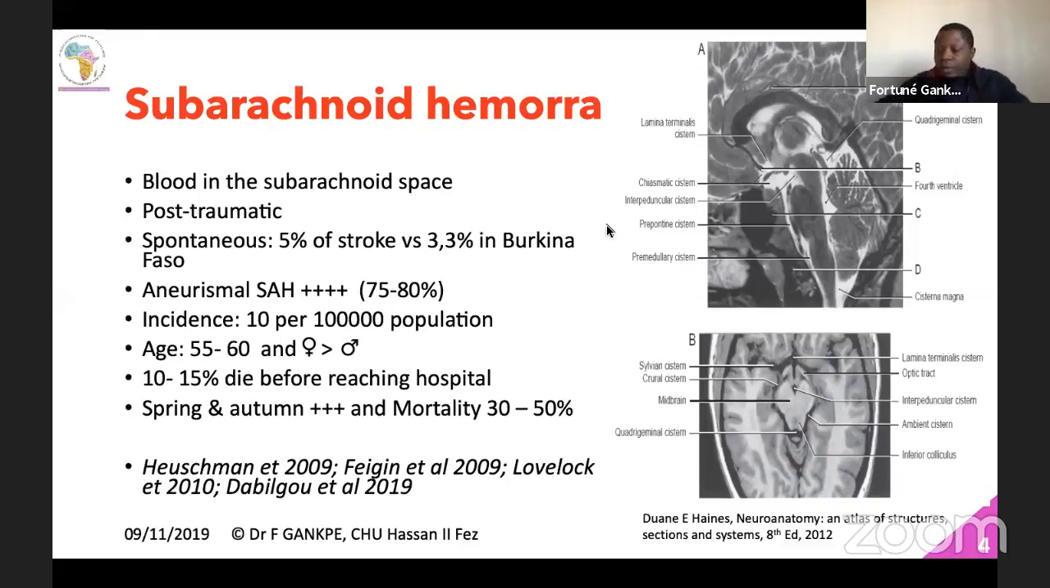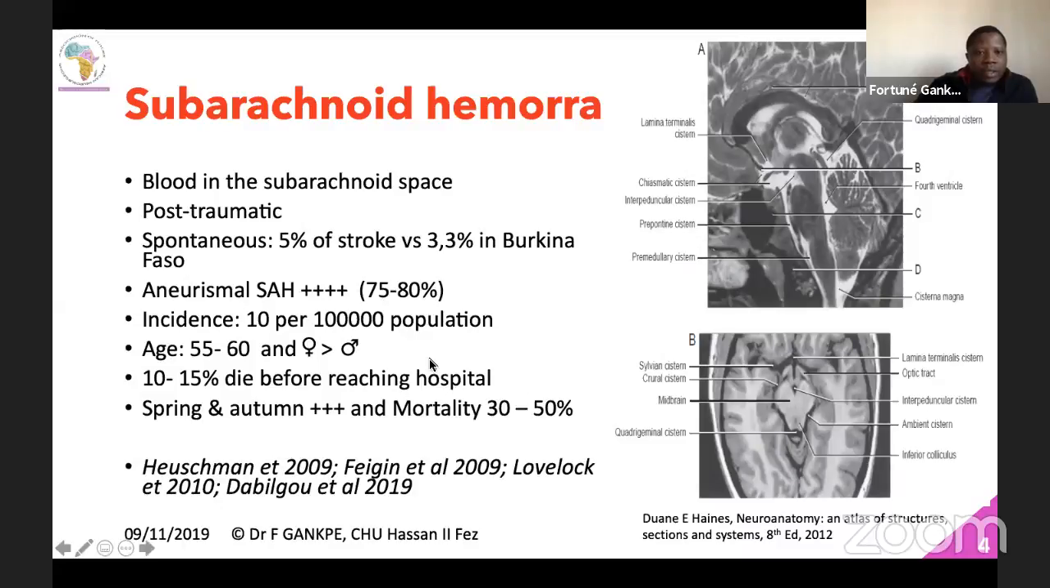Spontaneous subarachnoid hemorrhage concerns 5% of strokes, but I found in the literature an article from Burkina Faso, in West Africa, where they found 3.3% in that country. The main cause of subarachnoid hemorrhage is aneurysm. It represents 75 to 80% of subarachnoid hemorrhage.